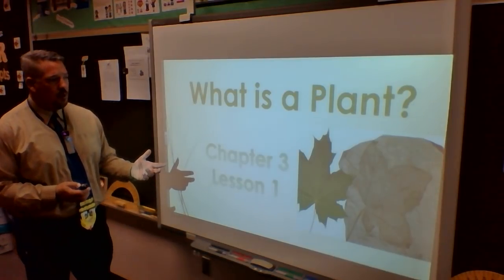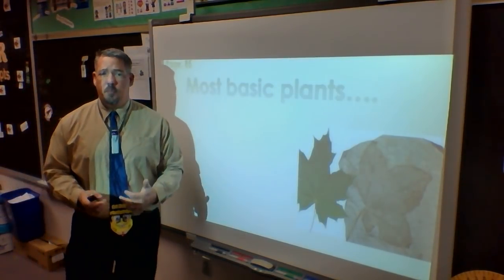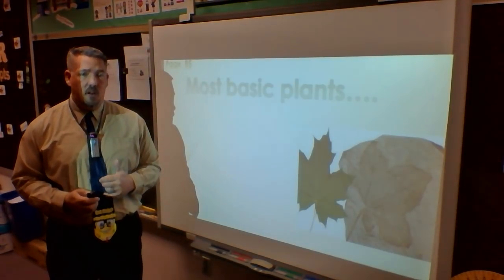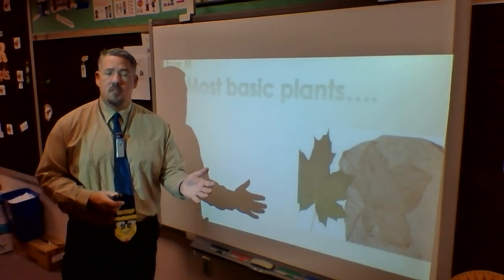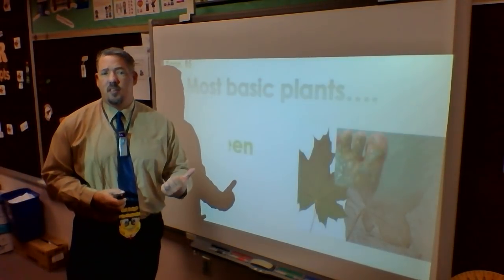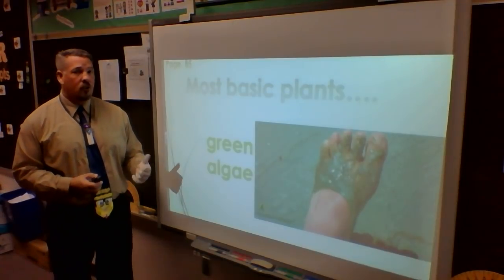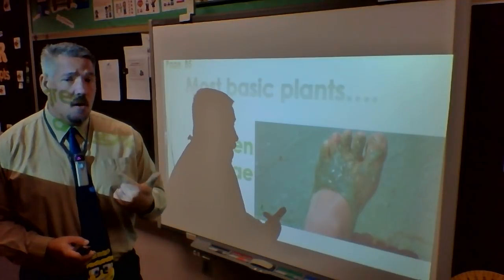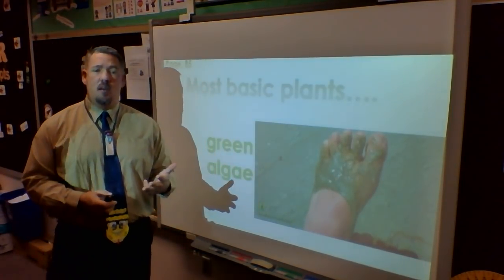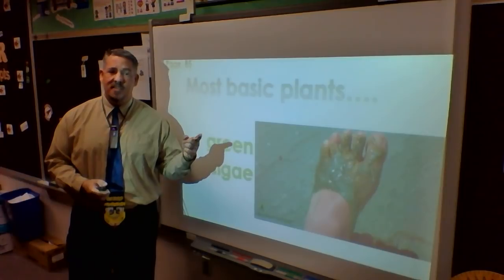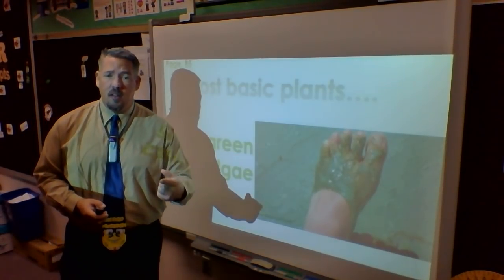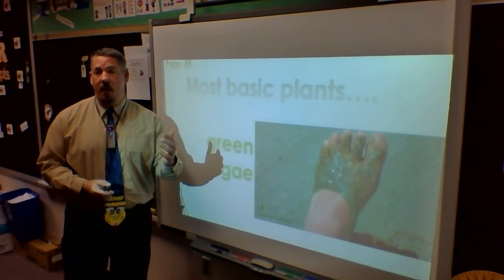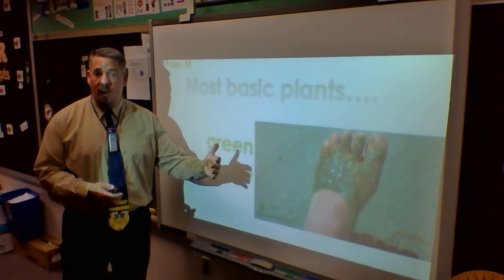So when we look at plants, then we have to start with the idea of the basic plant. The most basic plant, I'm sure many of you have seen, if not all of you have seen. If you walked around in fresh water or even some salt water, you've gotten this on your feet in low-lying areas. It's called green algae. Now in green algae, I don't see leaves, I don't see flowers, I don't see root systems, I don't see stems, but the cells are still the same cells that I find in a tree or grass or flowers. So green algae is my very basic first introductory of what plants are.